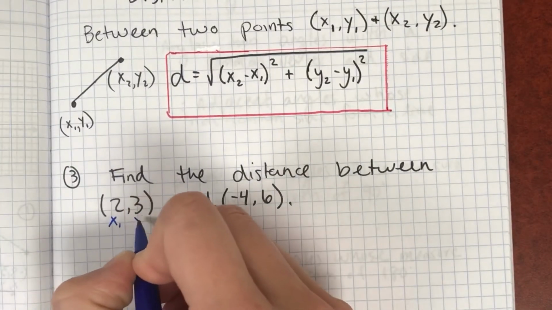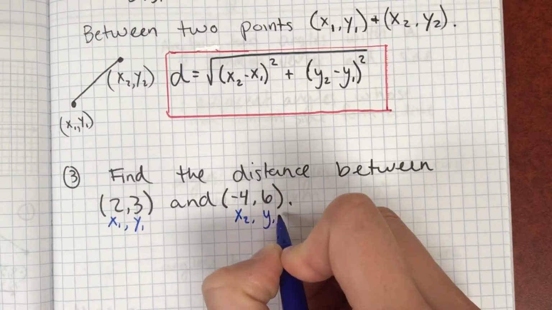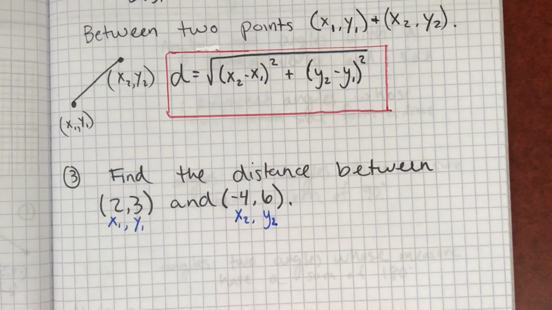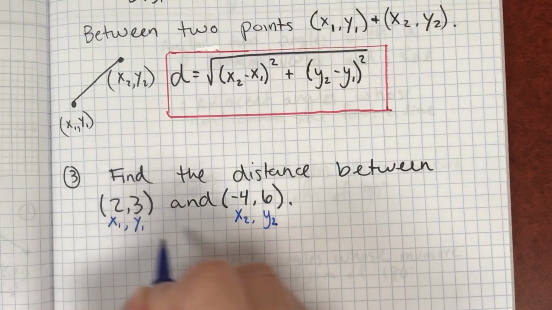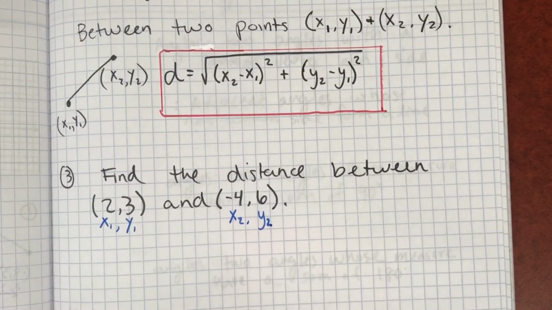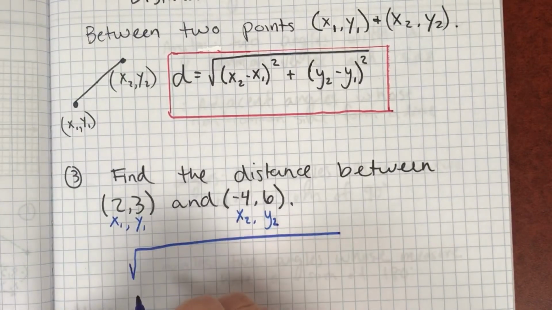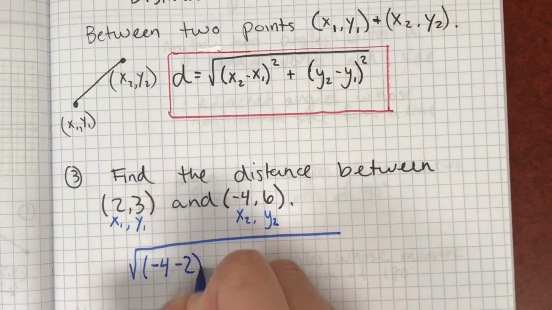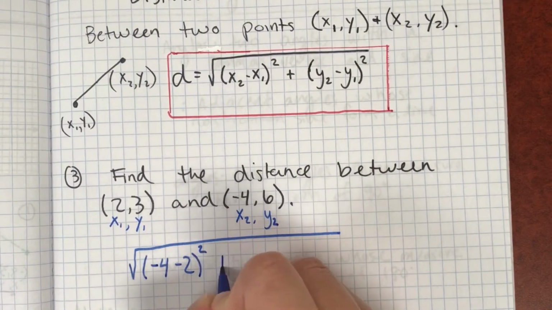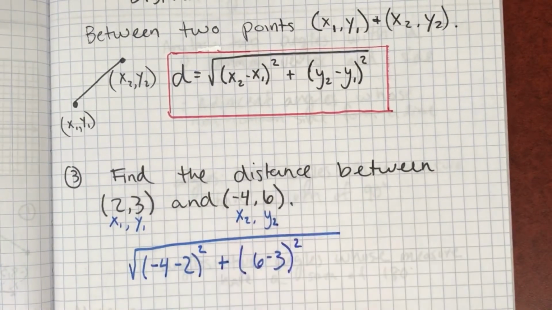Again, you can label your x and y points, and that might help you plug those into your formula a little bit easier. And it's okay if you flip-flop your 2 points, as long as you've got a 2 and a 2 and a 1 and a 1, you're fine. All right, so we're going to take our x values, and I'm going to start with -4 minus 2, and then 6 minus 3 squared.